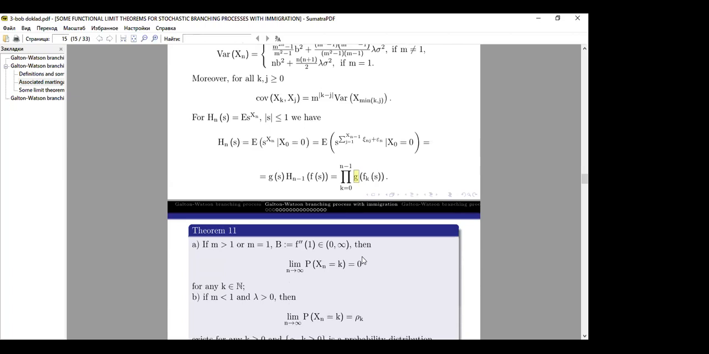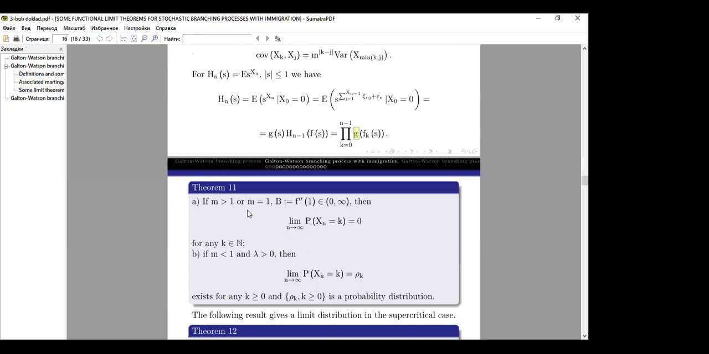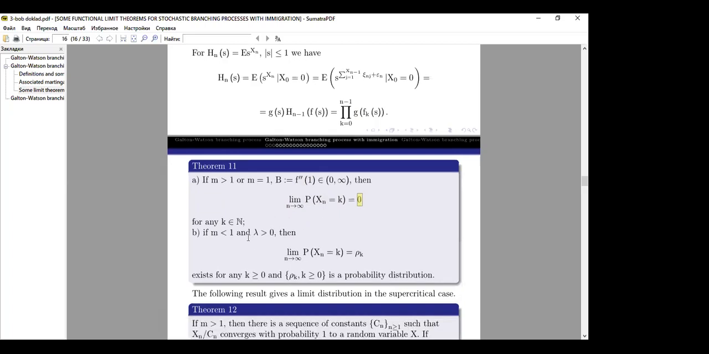We have the following theorems. This theorem is independently proved by Sriram and Foster. This theorem says that if we consider a subcritical and critical process, and with this finite factorial moment of the offspring distribution of particles, then this limit is zero for any k.